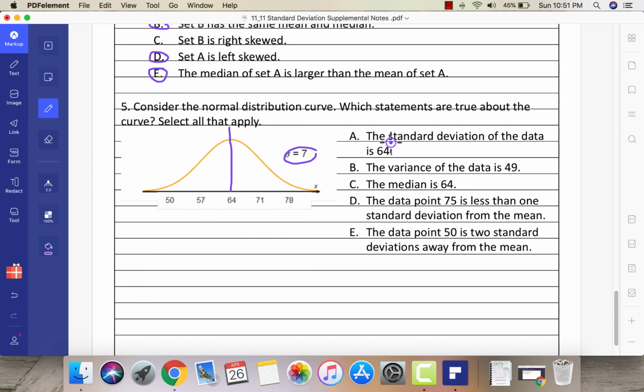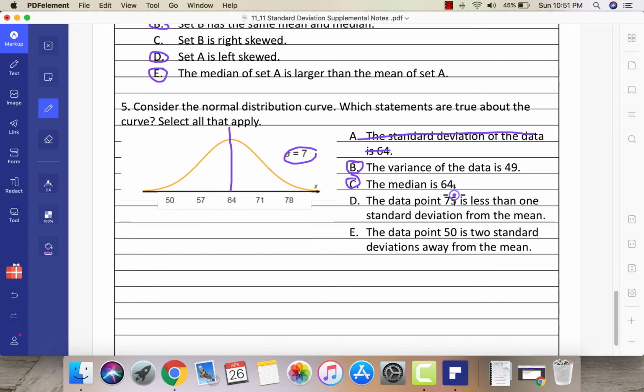So the standard deviation of the data is 64. No, my standard deviation is 7. The variance of the data is 49. Yes. So how much it varies is 49, because if we were to take 7 and square it, that would give me 49. Our median is 64. Yes, that is the middle of our graph.